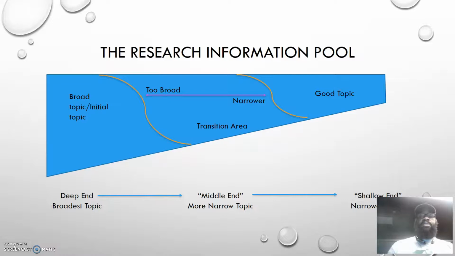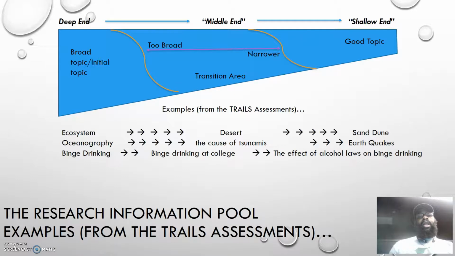So this is our research information pool, where we're transitioning from the deep end to the shallow end, and we're narrowing our topic as we go towards the shallow end. So we get to, one, a good topic, and two, something that's much more manageable as we conduct our research. Keeping our pool in mind, I put it at the top here. Now we're looking at some examples from the Trails assessment that we took that are going to show us good examples of a transition for a research topic going from broad to narrow.